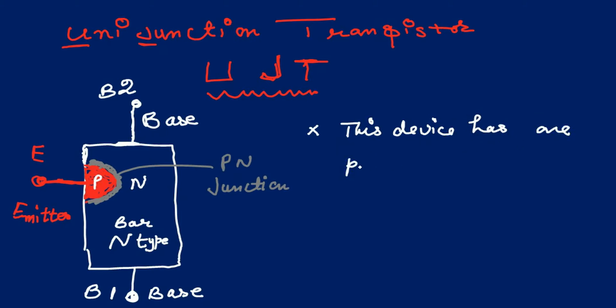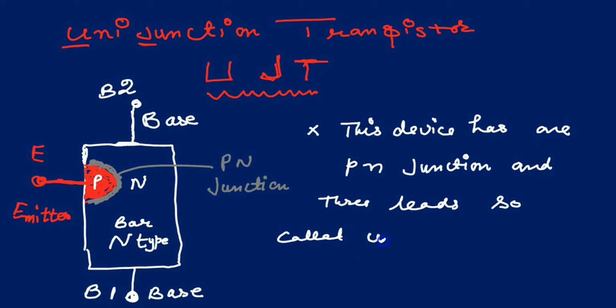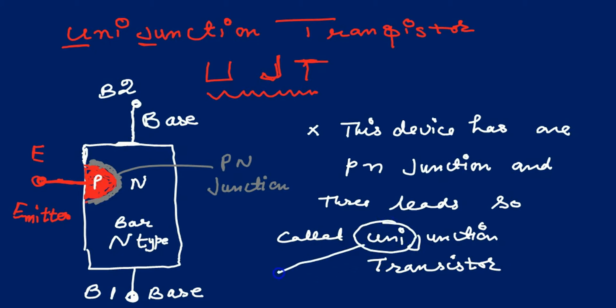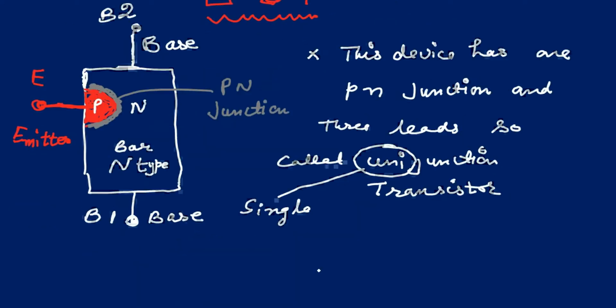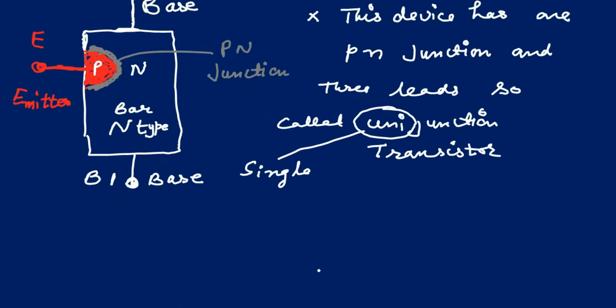This device has one PN junction and three leads. It is commonly called a Unijunction Transistor. Uni means single. This device is sometimes also called a double-base diode.